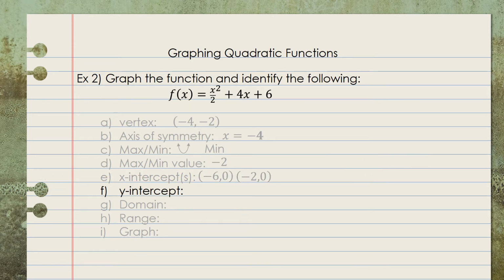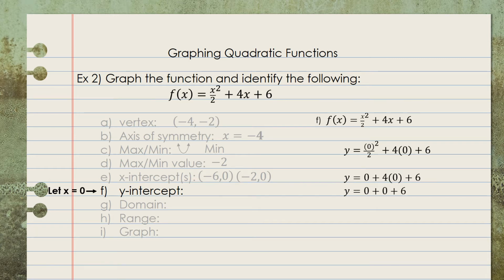Now the new part, we're looking for our y-intercept. Well, the y-intercept means where the graph crosses the y-axis. Well, anytime you're on the y-axis, your x value is 0. So, looking at the function, it means every time you see x, you will plug in a 0. And so 0 squared divided by 2 gives you 0. 4 times 0 is 0. And so we have 0 plus 0 plus 6. Well, that gives us y equals 6.